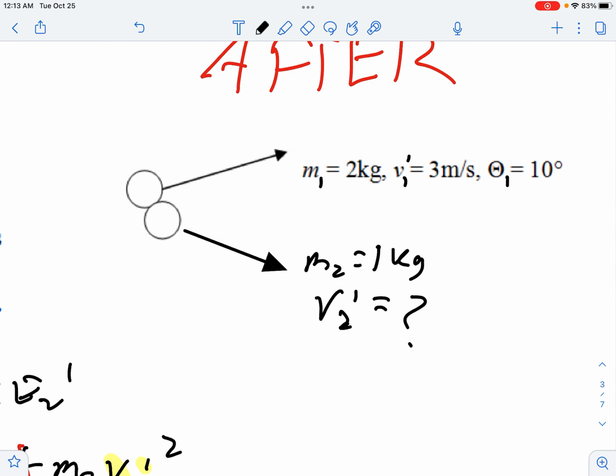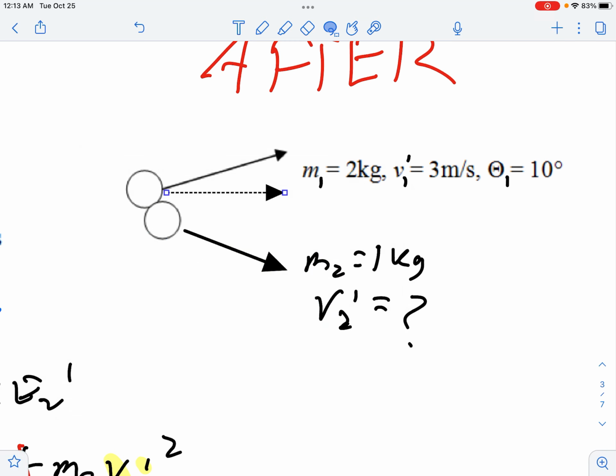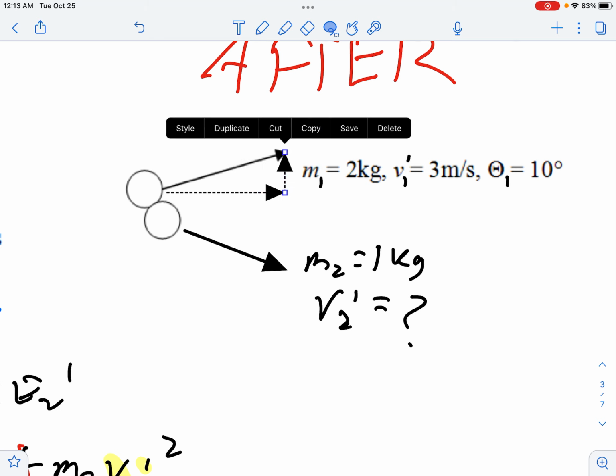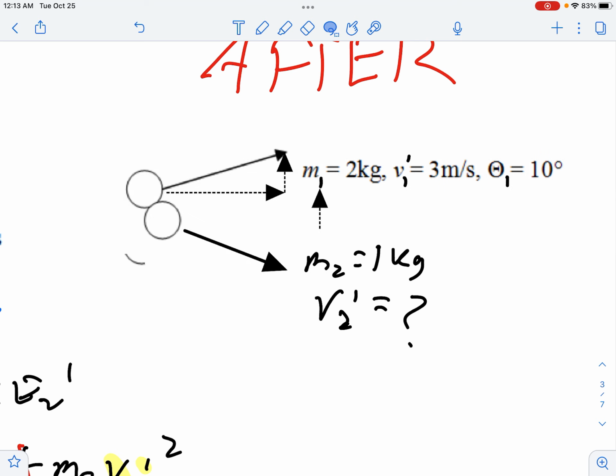So I'm back up at my original picture. I'm going to make a quick sketch of the components. What I'm looking at here right now, they're just arrows, but we're going to apply conservation of momentum. These are momentum arrows.